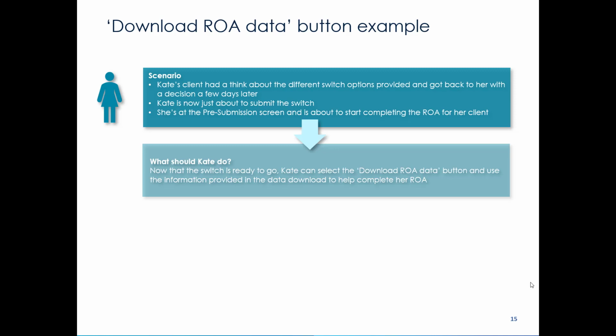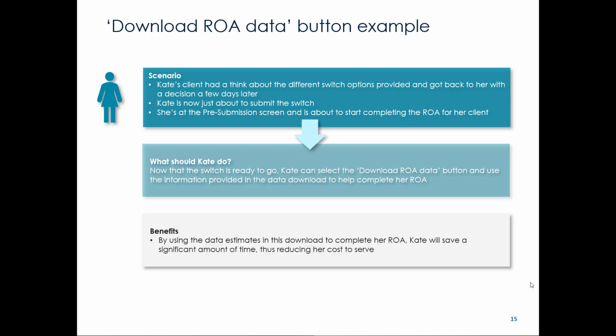Well, now that the switch is ready to go, Kate can select the Download ROA Data button and use the information provided in the data download to complete her ROA. And of course, the benefits. By using the data estimates in the download to complete her ROA, Kate will save a significant amount of time and thus reduce her cost to serve. So let's jump back onto North Online, looking at our switch transaction as we're on this pre-submission page.